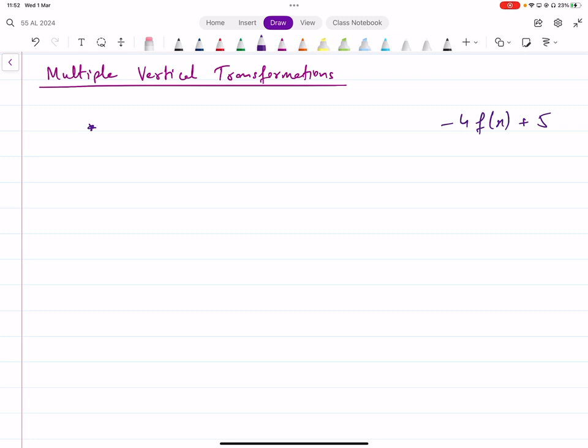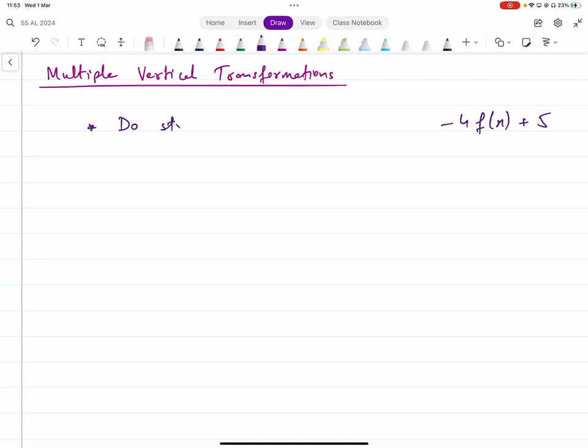Vertical transformations: the order of transformations works the same way as the arithmetic order of operations, BODMAS. Multiplication वाले पहले होंगे और addition subtraction बाद में होगी. Okay, जो BODMAS आपका है उसी तरह से multiplication division पहले, addition subtraction बाद में. तो multiplication से कौन सी transformation हो रही है यहाँ पे? Stretch and reflection.